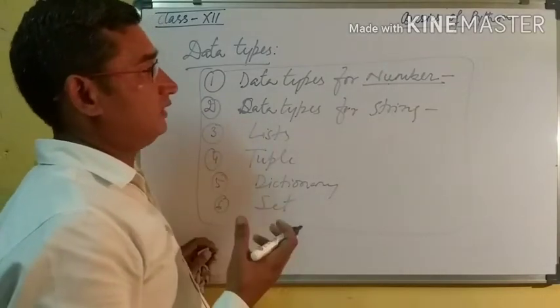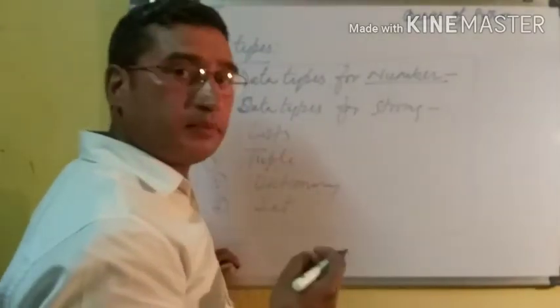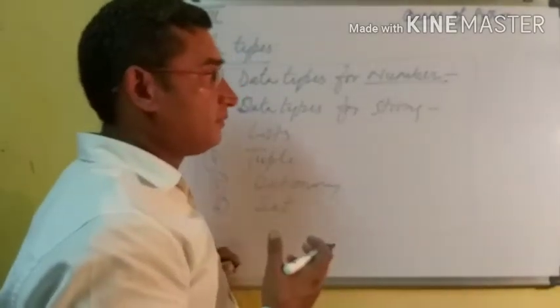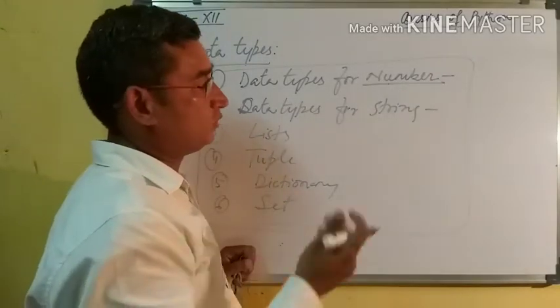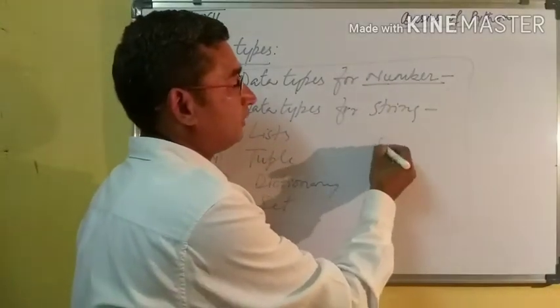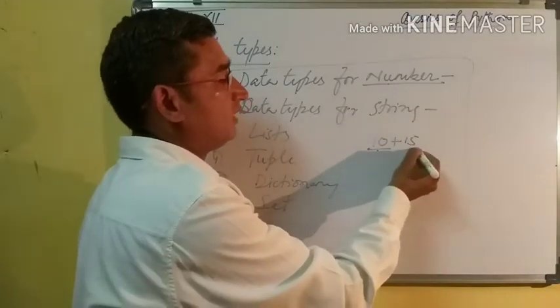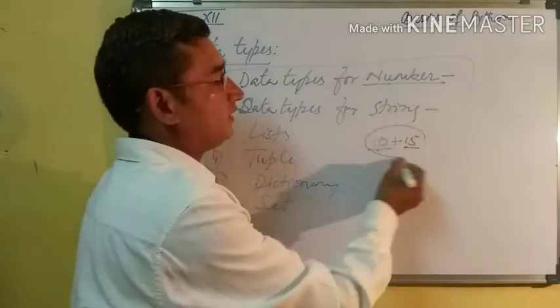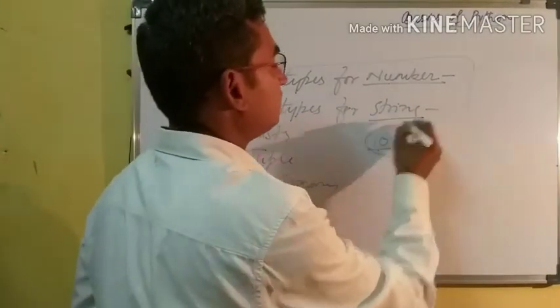And as we know, there are different types of data we have. Having different types of data means you have different types of operations on that data. Suppose you have one data 10 plus 15, where 10 is a data value and 15 is a value. You can add these, or you can have a string, any name.